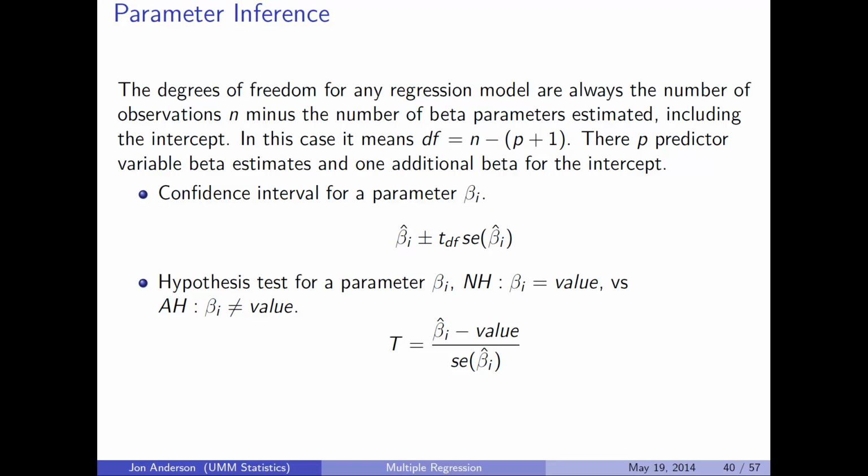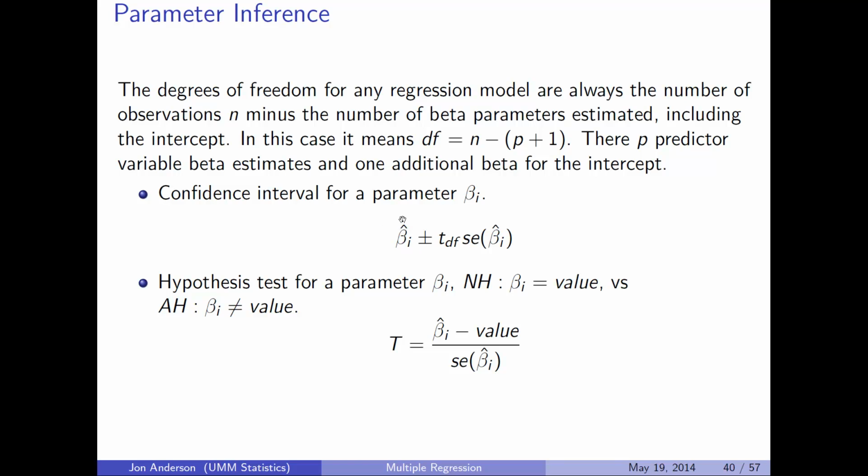The thing you need to know about the t-distribution here is the degrees of freedom will be n minus the number of beta parameters. Remember, there are p betas, beta 1 to beta p, for each of the betas multiplying a predictor, and one extra one for beta naught, the intercept. And so the degrees of freedom for all of our t statistics and confidence interval multipliers is going to be n minus p plus 1.